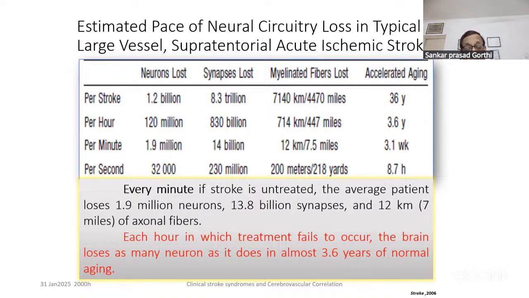So each hour in which treatment fails to occur, the brain loses as many neurons as it does in almost 3.6 years of normal aging. So why we should know is because nowadays all these acute stroke treatments are time locked. You all know that we should identify stroke and treat them with intravenous thrombolytic therapy if they present to you within 4.5 hours of the onset, or endovascular therapy given in selected cases up to 24 hours or beyond also. So all these stroke therapies are time locked, and you should know why they are time locked.